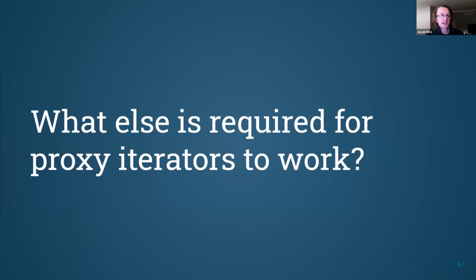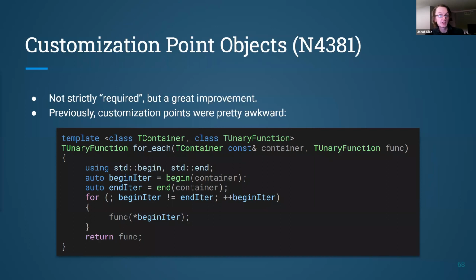But a lot of other things had to change in order for proxy iterators to work. So we fixed the expectation for references to be actual L value references. What other things had to change to make proxies a full member of the standard? Customization point objects are a big one. They're not strictly required, but they use a common pattern in std ranges, so I wanted to talk about them first.